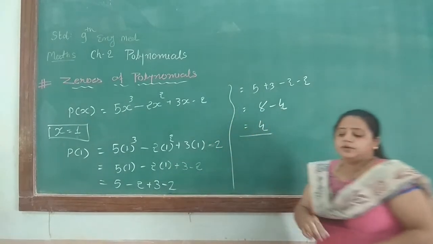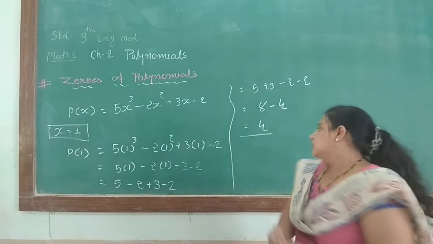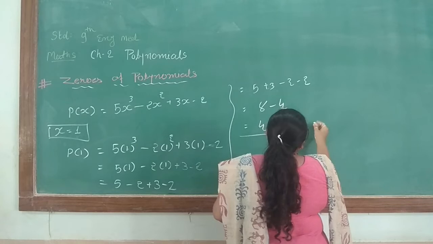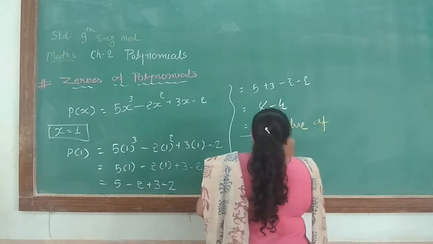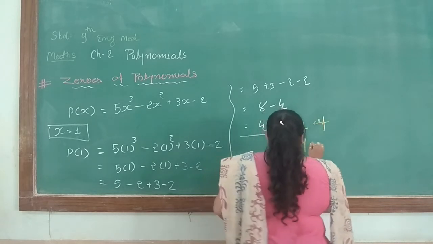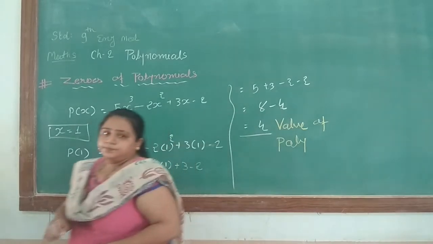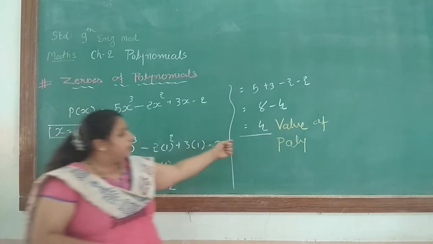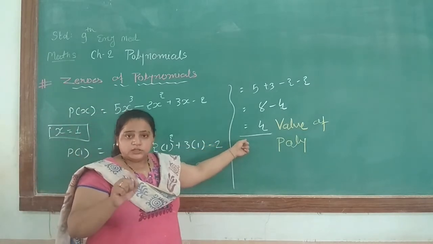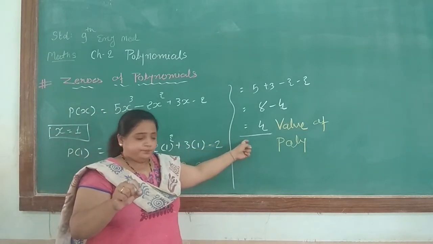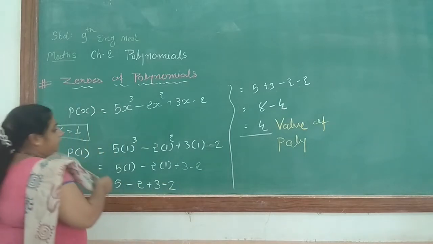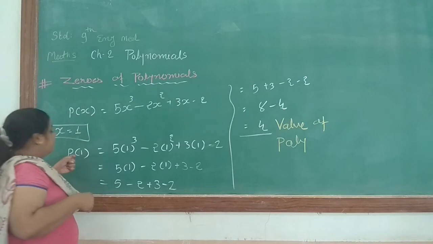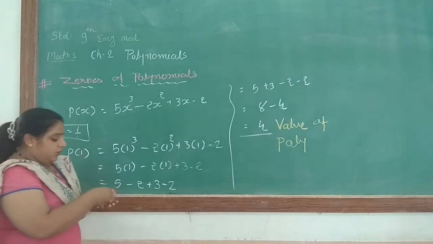That is known as the value of the polynomial, because we did not get the answer 0. Fine, we get the answer 4. So that is known as the value of the polynomial, and 1 is not a zero of it.